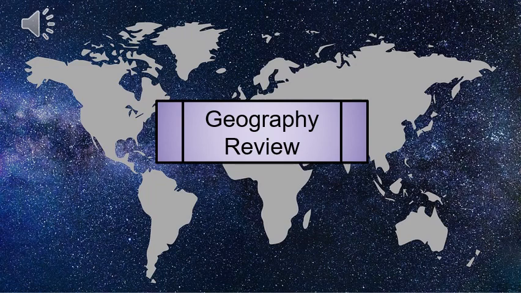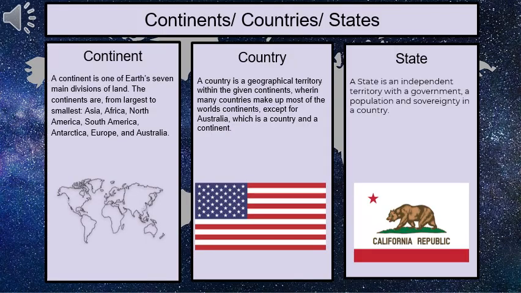Now it's time for a little geography review. World geography. Now let's look at the difference between continents, countries, and states. A continent is one of Earth's seven main divisions of land. The continents are, from largest to smallest, Asia, Africa, North America, South America, Antarctica, Europe, and Australia.